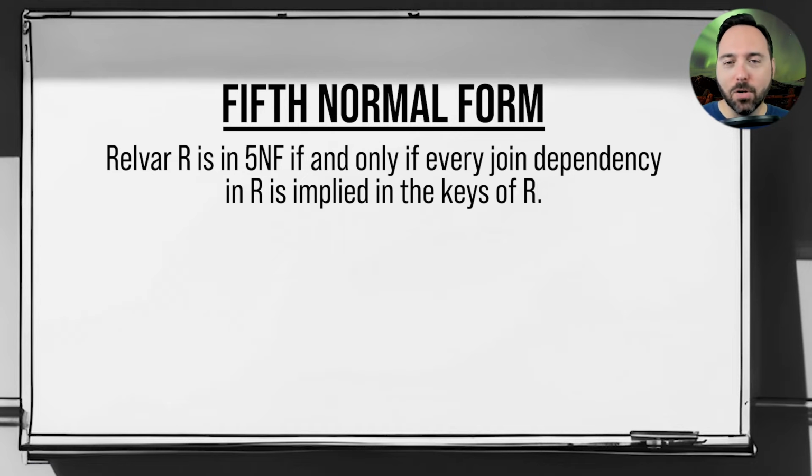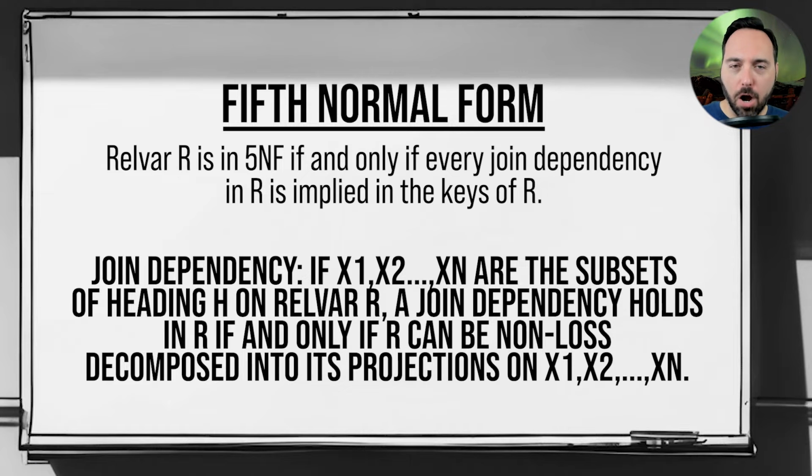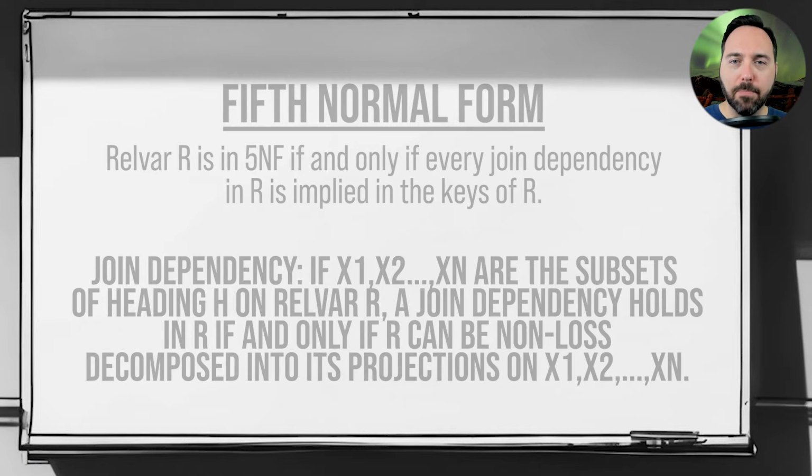Well, here's the quick definition of a join dependency. We have some relvar R with a heading H. If we can cleanly break that heading H into multiple subsets like x1, x2, and so on, with no loss, and if we can recompose all of these subsets back together to reform R with no lost rows, no added rows, none of that nonsense, then we have a join dependency. Let's try to explain this with an example.